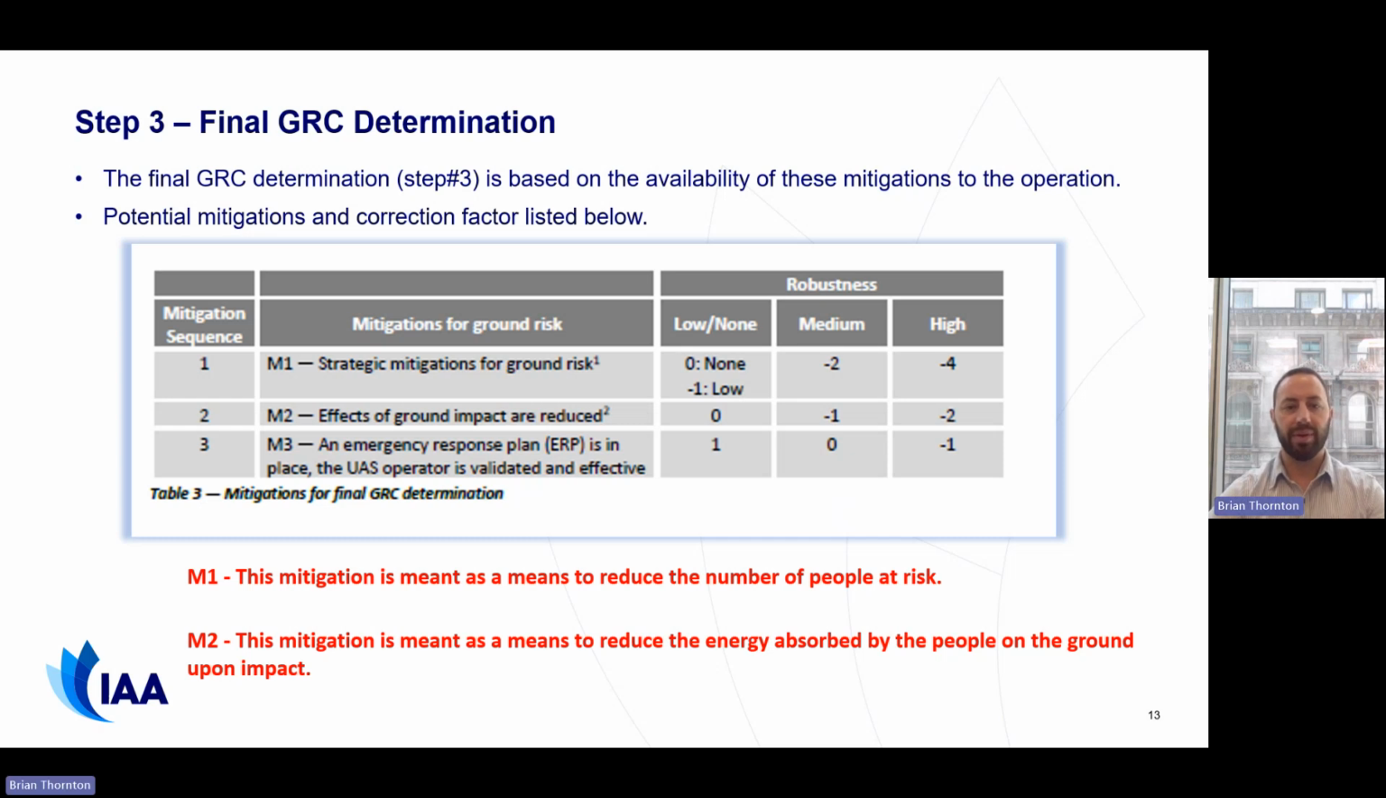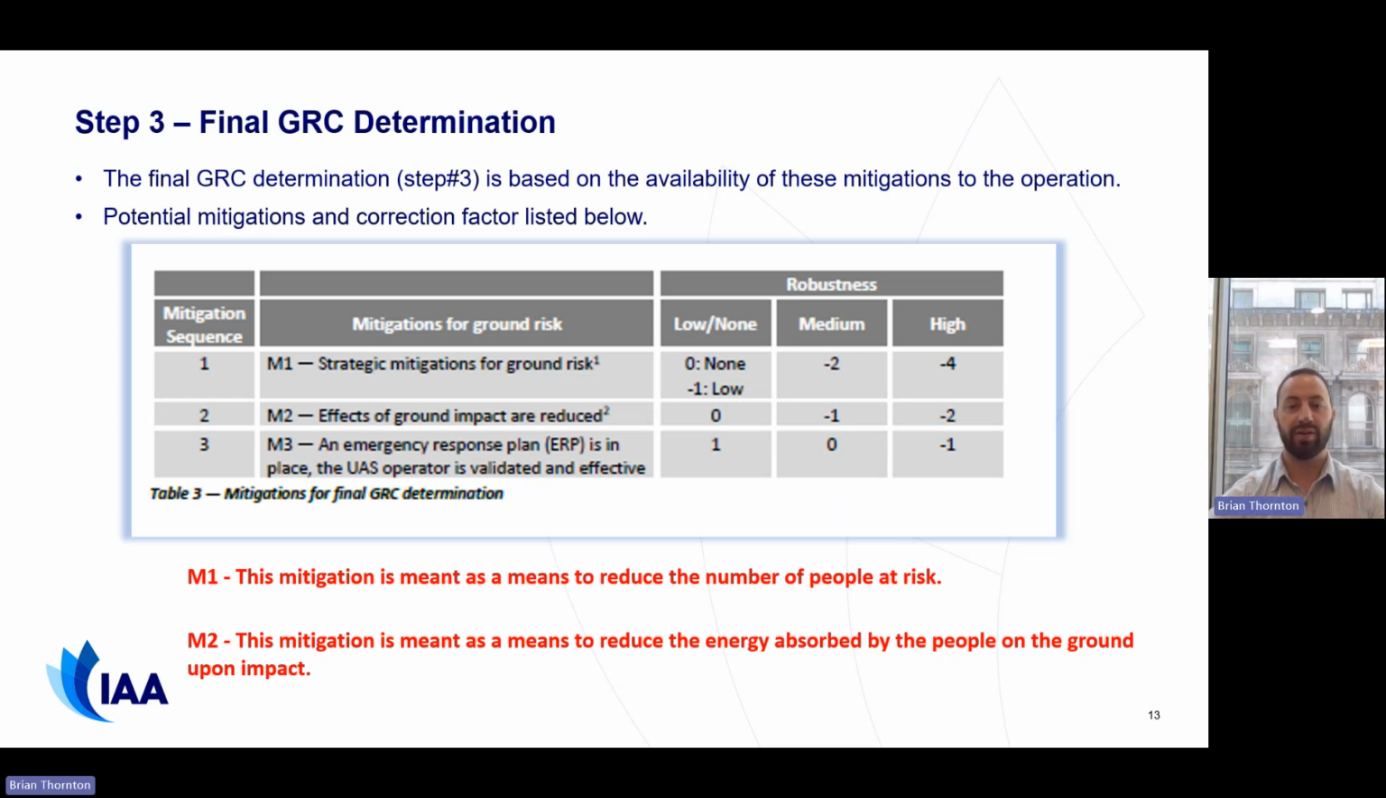So the final GRC determination is based on the availability of mitigations to the operation. So potential mitigations and correcting factors are below. So we see the mitigation for M1 is a strategic mitigation for ground risk. So M1 mitigation is meant as a means to reduce the number of people at risk. So that applies within your operational volume, but it also applies to the adjacent area and to the adjacent airspace. M2 is a means, okay, this mitigation means is meant to reduce the energy absorbed by people on the ground.